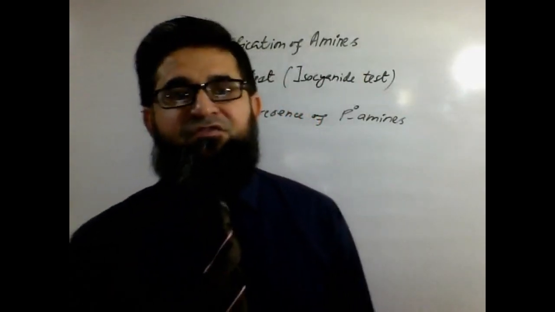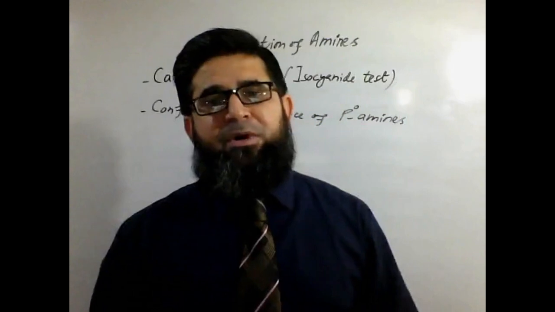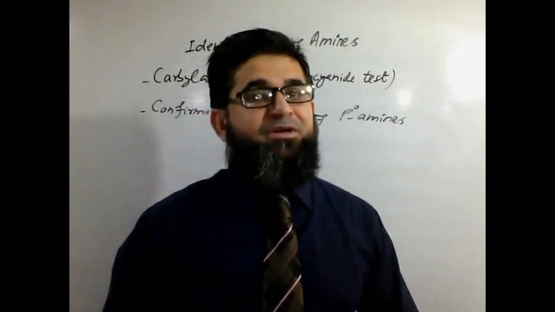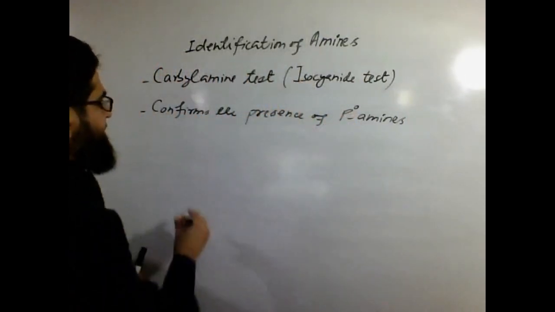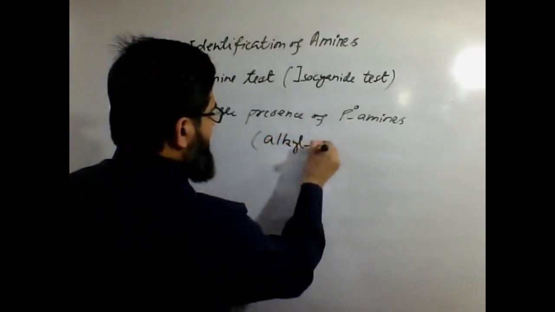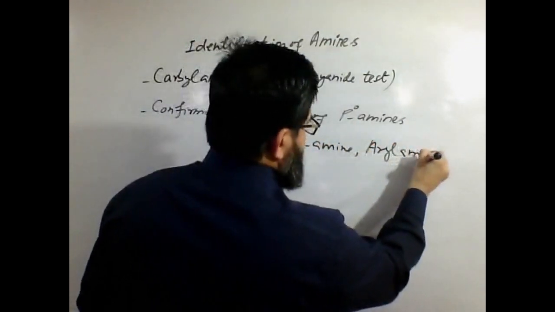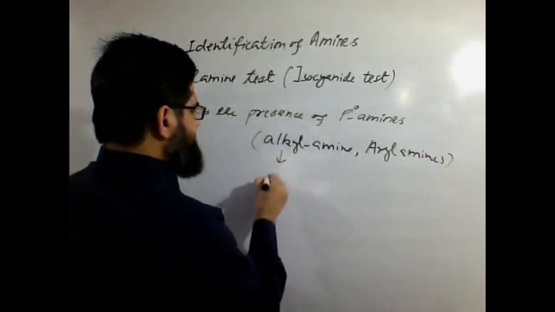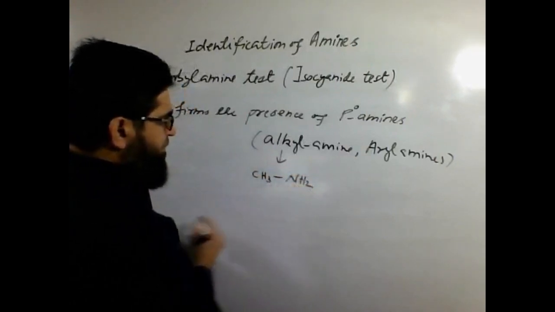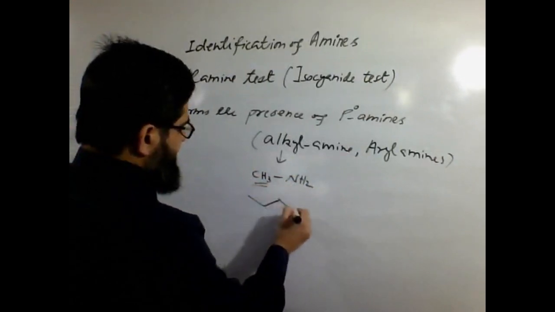If you are given a secondary or tertiary amine and you perform the carbylamine test on that compound, this test will turn out to be negative. The primary amines can be alkyl amines, or they can be aryl amines. Alkyl amines means the amines with the linear chain, alkyls, something like that.